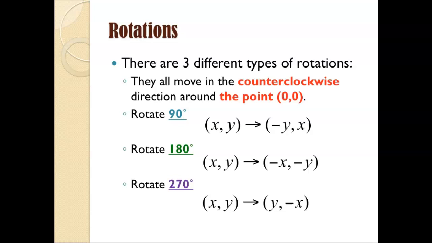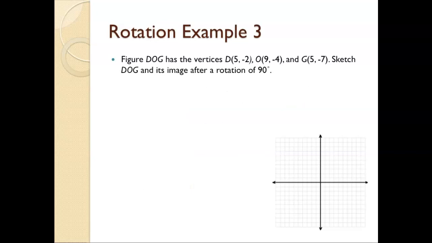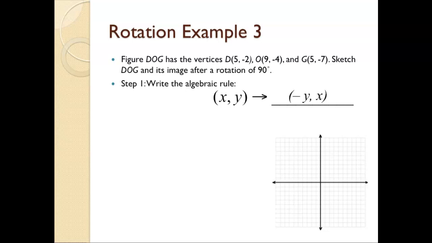Let's take a look at example 3. So figure DOG has the vertices D at (5, -2), O at (9, -4), and G at (5, -7). Sketch DOG and its image after a rotation of 90 degrees. Let's start out by writing the algebraic rule. So this is a rotation of 90 degrees. So (x, y) becomes (-y, x).